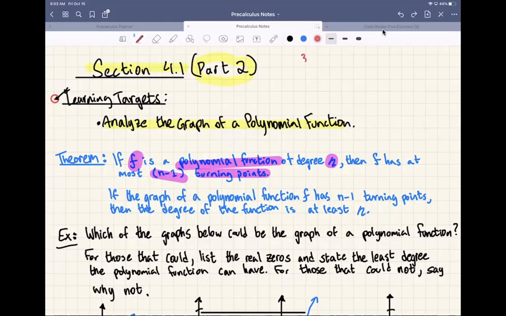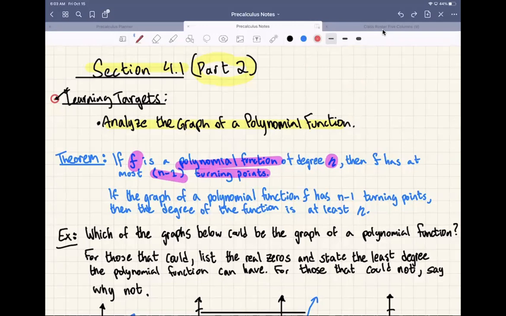So let's say the degree is 3. It's going to go like that. There are 2 turns. So that's what we mean. If it has degree n, then it has at most n minus 1 turning points.